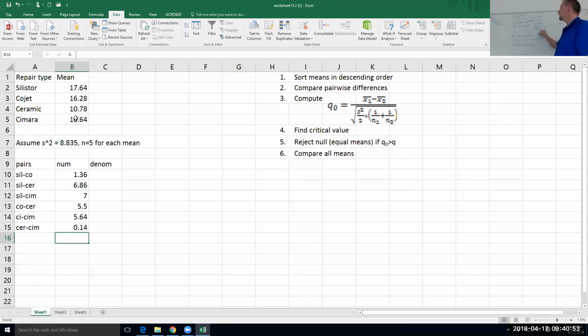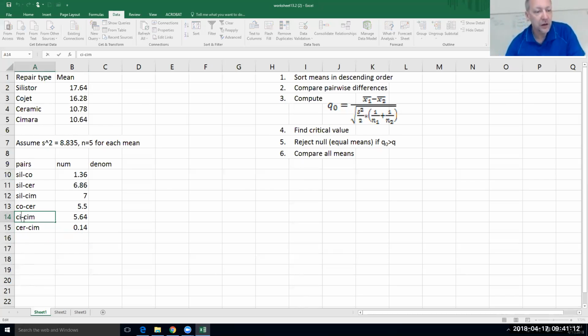Now your denominators, your n's don't have to be the same. We're lucky in that they are. So that means all of our denominators are going to be the same, but that's not always true. Yes? The CI minus CIN, is that supposed to be CE? CE, yes. No, let me see. Oh, that's the CO. CO. That's the cojet minus the Samara.